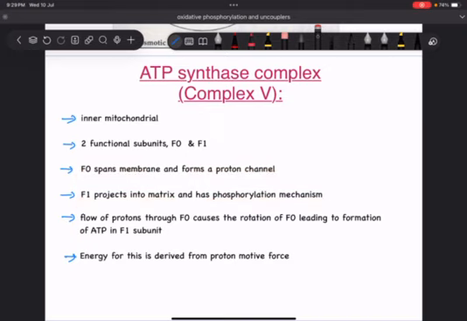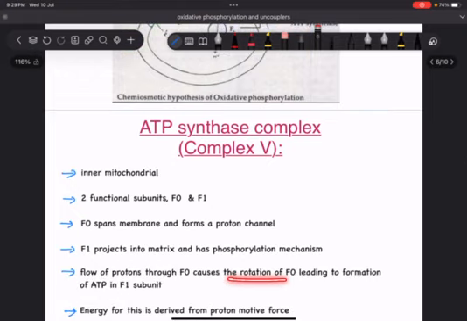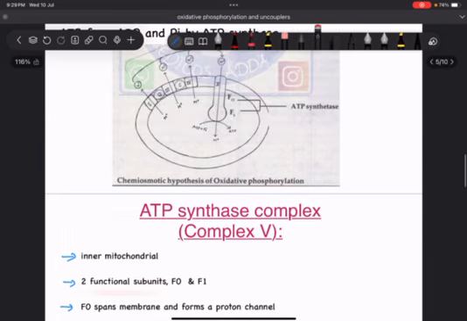So there will be a flow of protons through the F0, which causes a rotation of F0. There will be a change in the F0, which leads to the formation of ATP in the F1 subunit. So when H plus flows through it, there will be a rotation of F0, which results in the conversion of ADP into ATP.